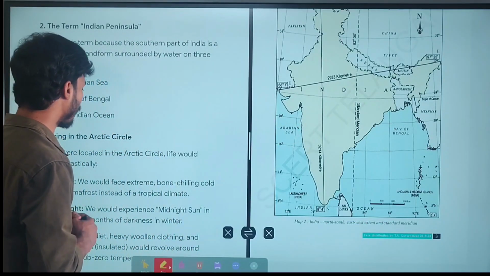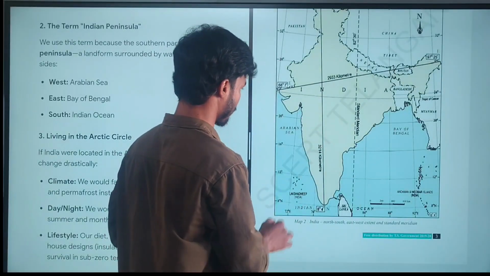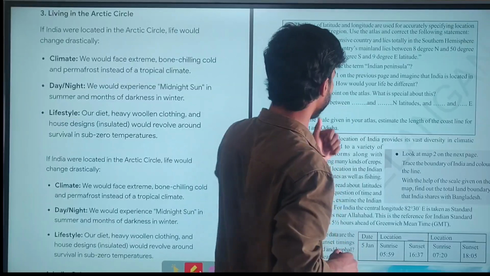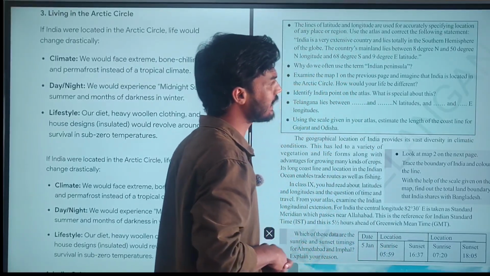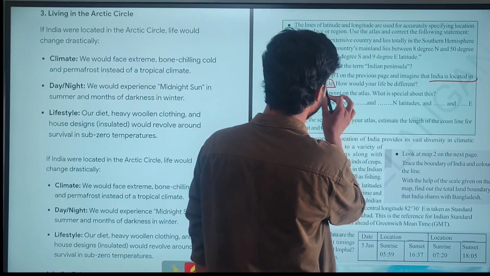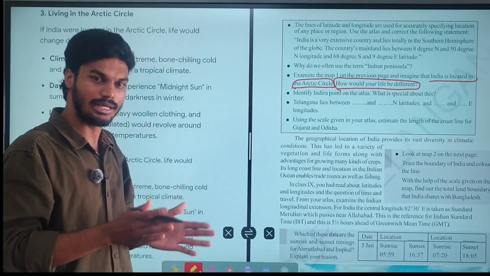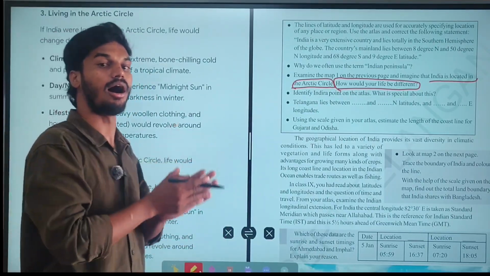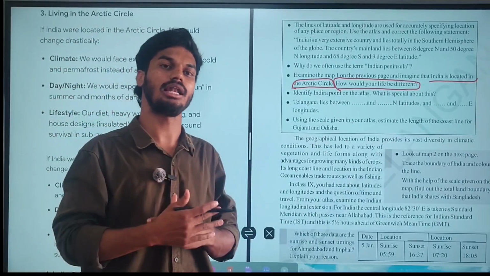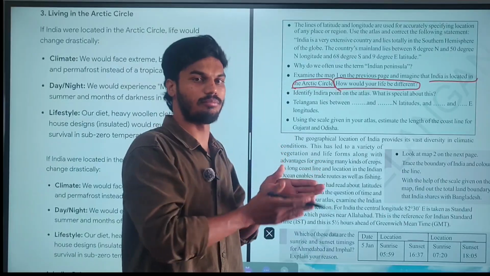Next question, living in the Arctic Circle. Examine the map on the previous page. Imagine that India is located in the Arctic Circle. How would our life be different? If the position of India were at the Arctic Circle, how would our lifestyle change, and would people be able to survive if the region suddenly changed from India to the Arctic Circle?